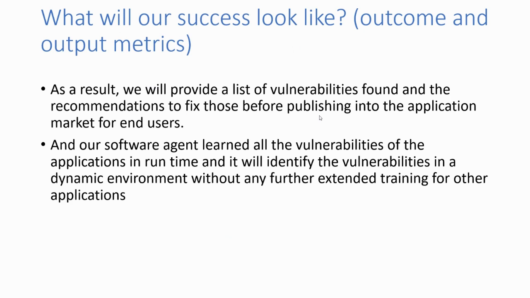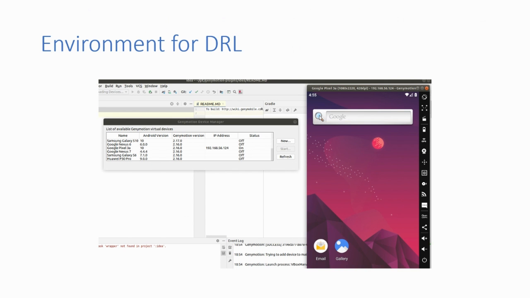And one of the output metrics is that, as a result, we provide the list of vulnerabilities found in the applications, along with recommendations to fix them before publishing the application to the market for end users. In the sense, we provide this detailed information to the application developer. We are calling him a user in this environment. So we tell him, hey, these are the vulnerabilities we found in your application during runtime. You can fix them here, or else we will list the vulnerabilities, so they can fix them in a certain way. So this is the setup we call the environment.